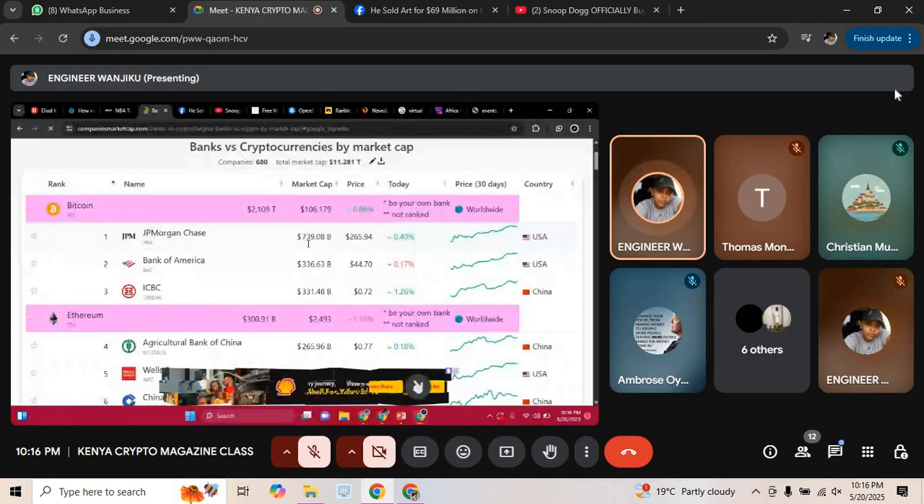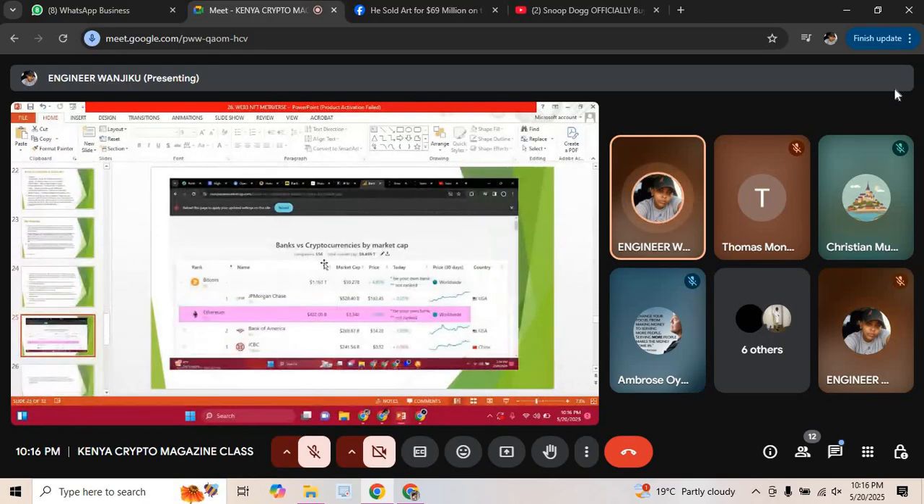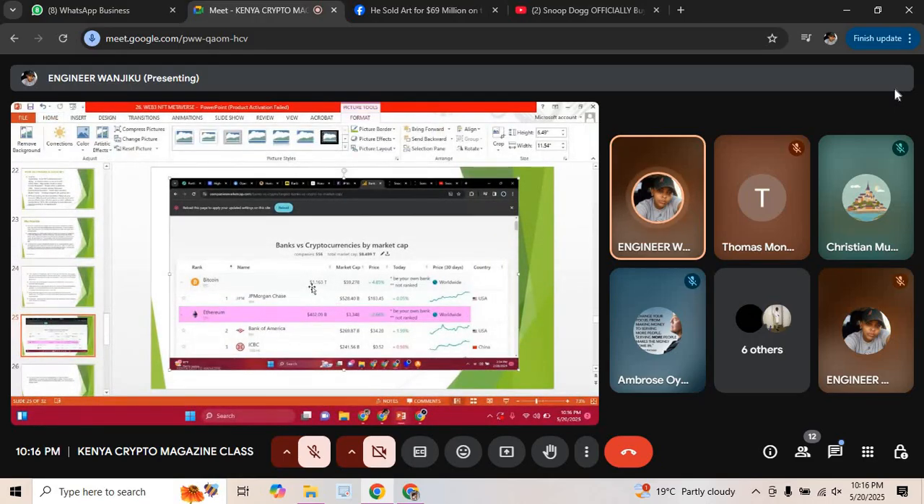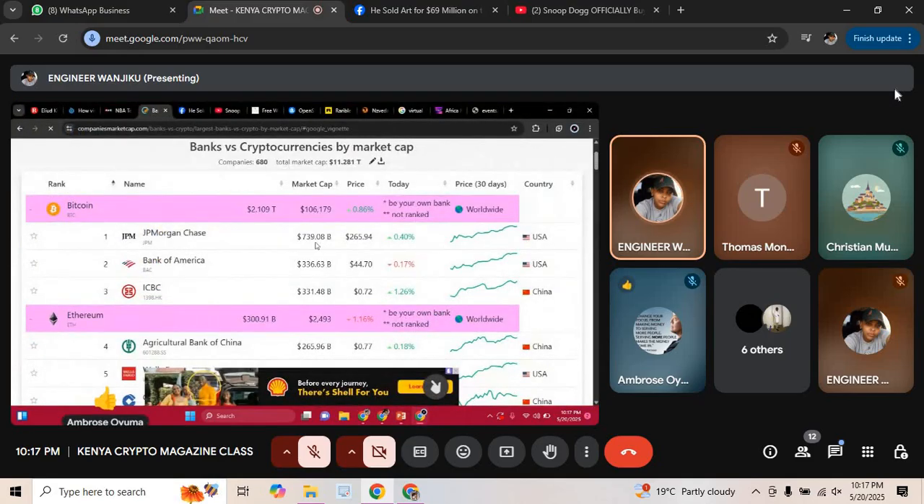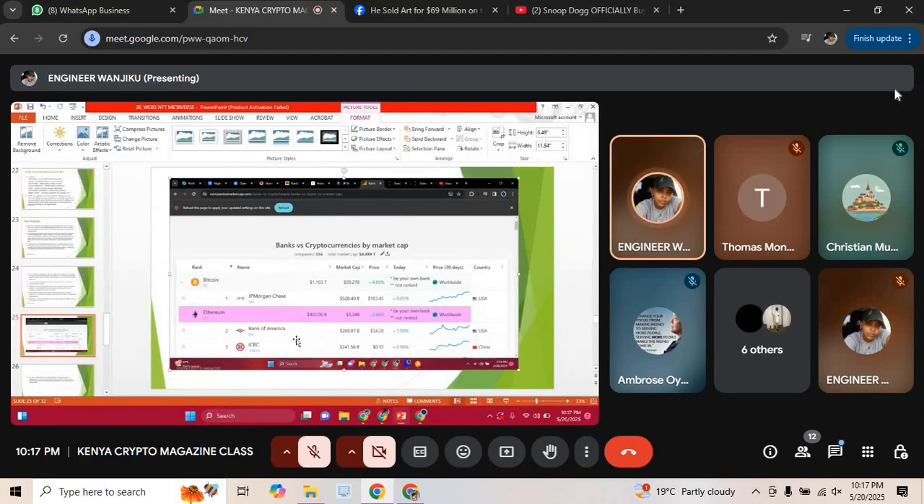You can see this market cap has really changed. During the making of these notes, it was not 2.1. It was actually 1.163 for Bitcoin. Thumbs up if you can see that. But currently it's around 2. It has doubled. Ethereum was 300 billion. Currently it's 300 billion. Let's see what it was.